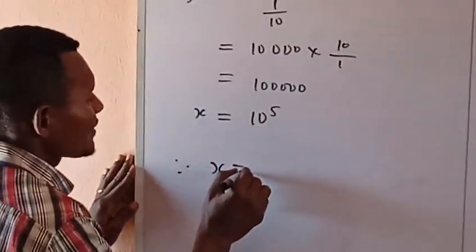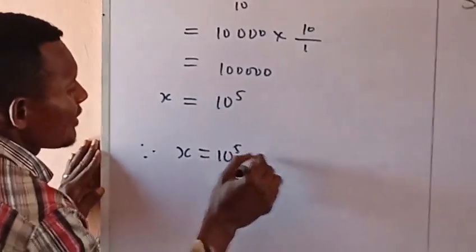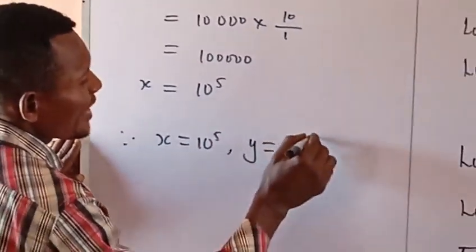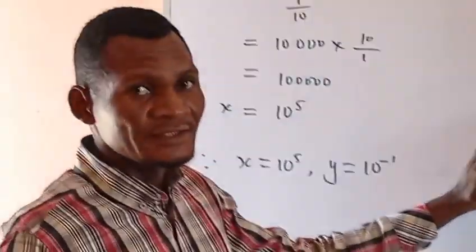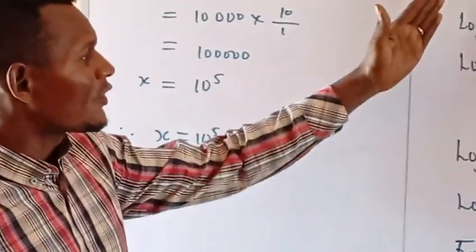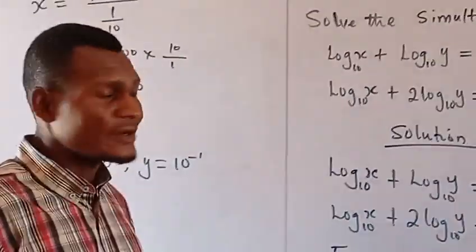Therefore, x is equal to 10 raised to the power 5, and then y is equal to 10 raised to the power minus 1. So we have solved simultaneously in order to obtain the value of x and y. I hope you understand the steps required.